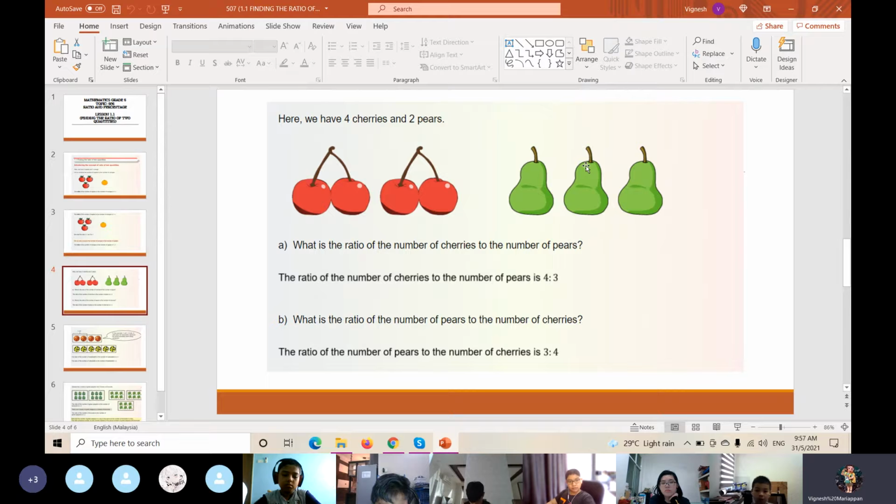What is the ratio of number of pears to the total number of fruits? What is the ratio of the number of pears to the total number of fruits? 3 to 7. 3 to 7, very good.